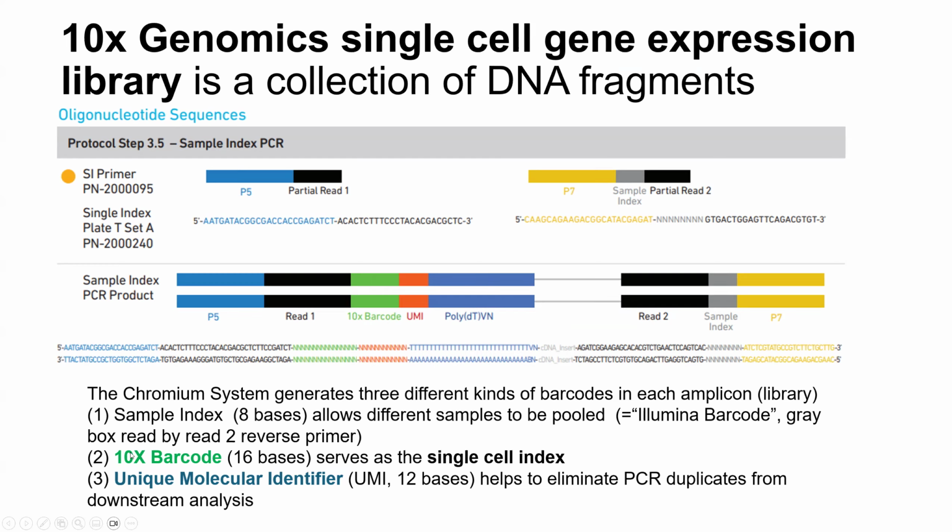But the real magic starts here. You have a 10x barcode, which is 16 bases, which allows you to map that transcript back to a given cell, because each cell will have its own 10x barcode. Again, that to me is really where the magic happens. And then you have a unique molecular identifier, which goes back to that particular RNA that you have captured and made cDNA from. Okay, so that's the technology behind this.